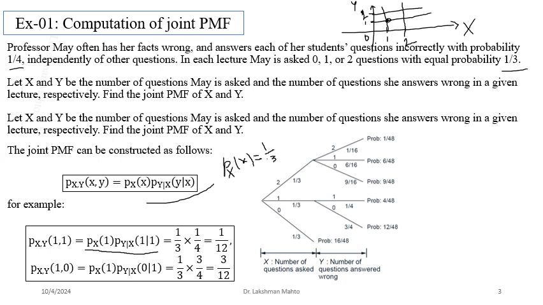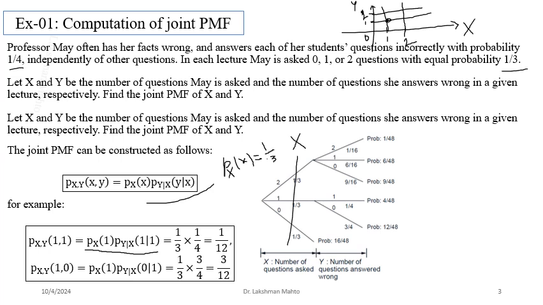You can also go in, it is a sequential problem, you can put it in a branch tree kind of thing. So this first layer is talking about the distribution of x, observing value 0, 1, 2 with probability 1 by 3, 1 by 3, 1 by 3. So here you can observe that if 0 questions have been asked, what is the probability that Professor May will give a wrong answer?